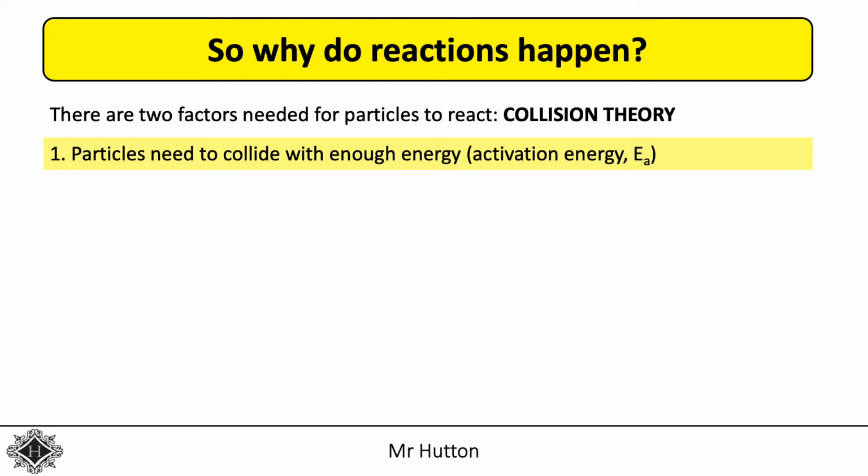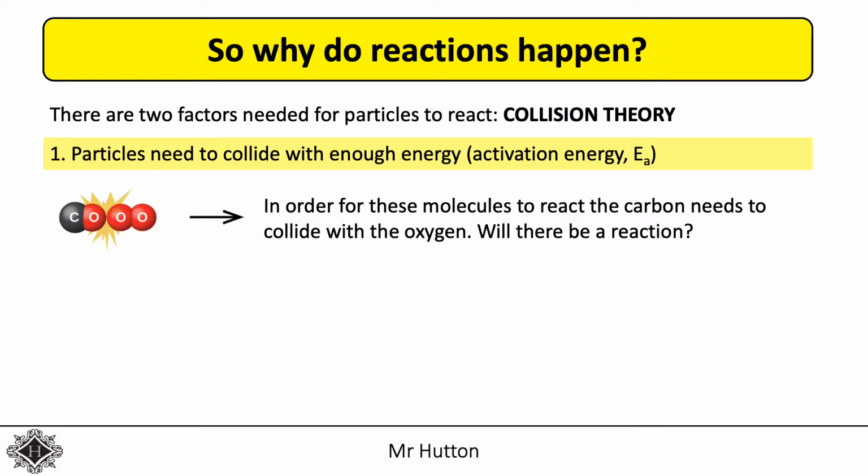Right, so why is it that when particles are moving around and bumping into each other, we get reactions? Okay, there's 2 things we need to think about. There are 2 factors needed for particles to react, and this is what collision theory is based on. The first factor is that particles need to collide with enough energy. We've just seen that, okay? The activation energy, the minimum amount of energy particles need to collide with in order to react. So we know that particles need to collide with enough energy. That's the first thing. The second thing, we're just going to go through an example here and then see if you guys can actually come up with what the second thing might be.